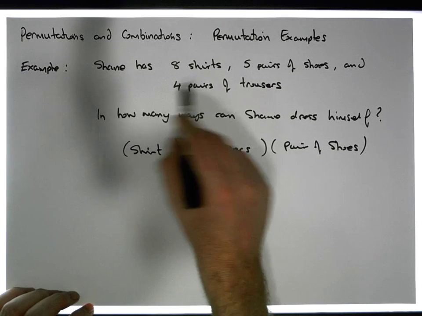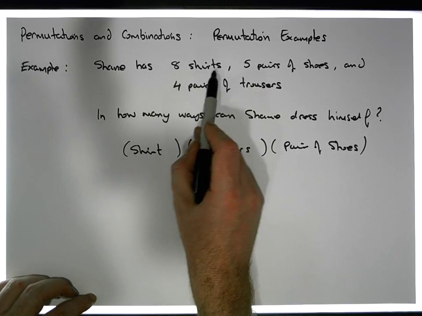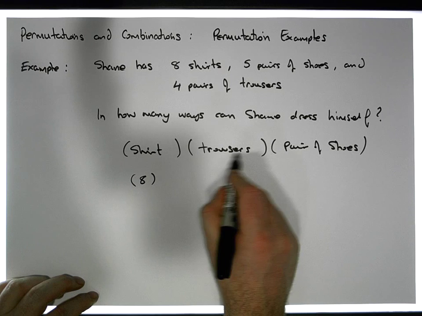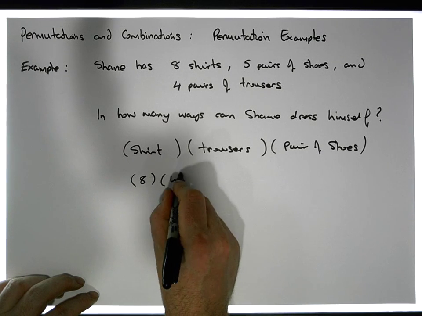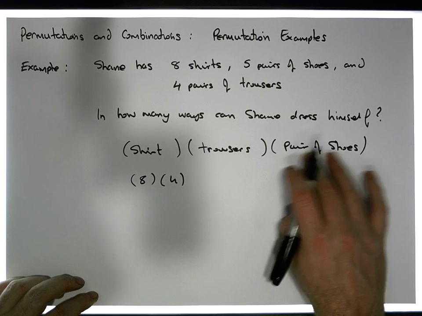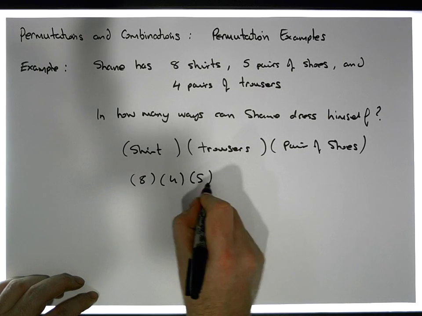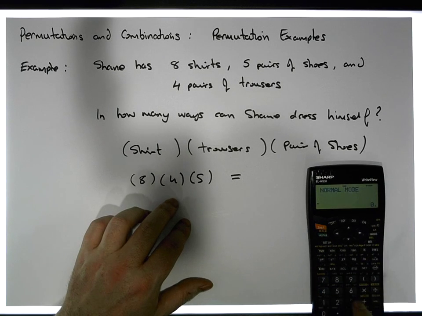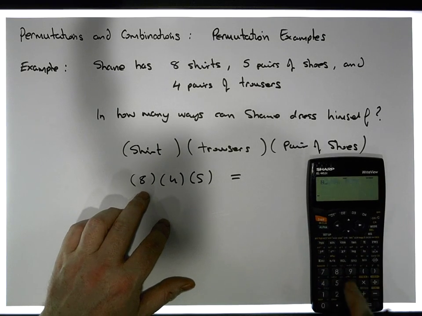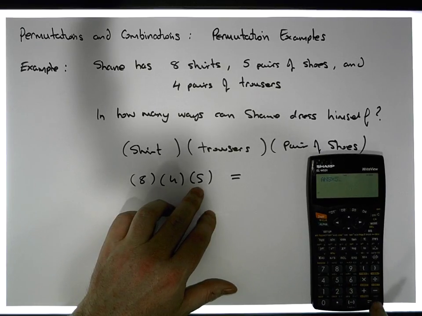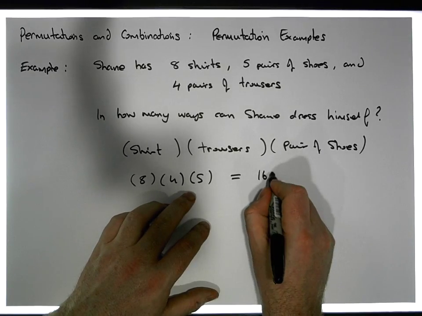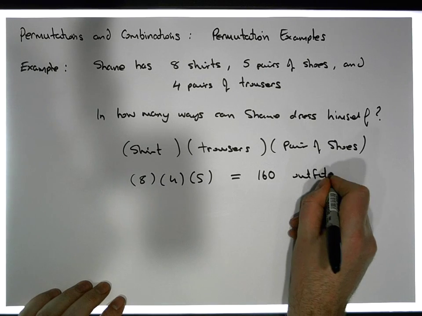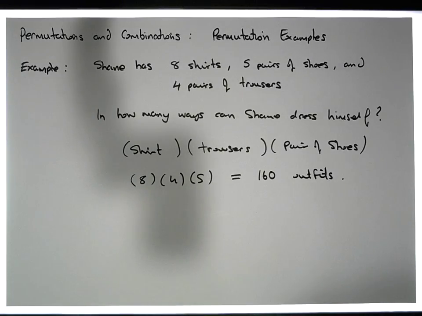With respect to shirts, he's got 8 choices. With each one of them he can have a selection from 4 pairs of trousers, and with each one of these possible pairings he can select a pair of shoes from 5 possible pairs of shoes. So 8 by 4 gives us 32, and multiplying that by 5 gives us a value of 160. There's 160 possible ways that Shane can dress himself. So there's 160 possible outfits.